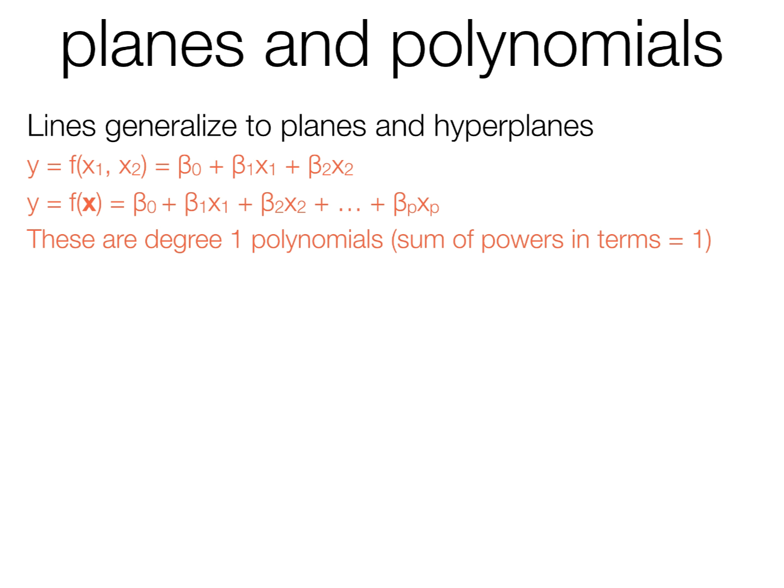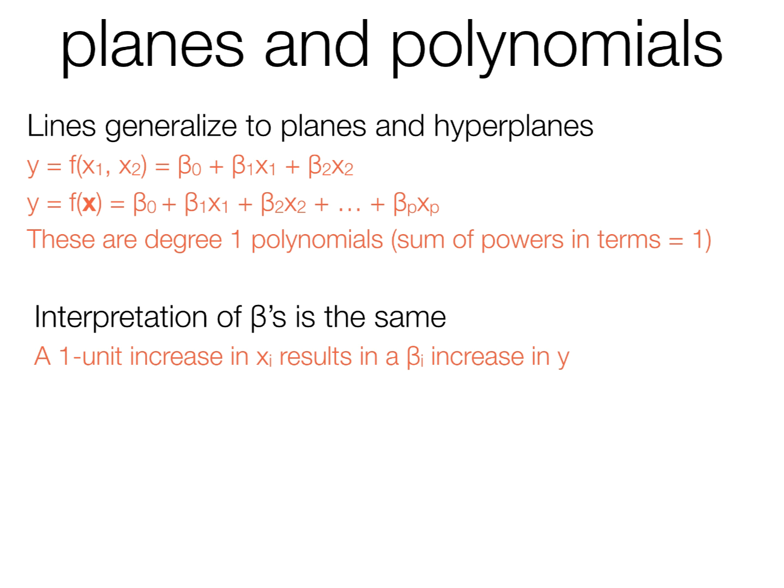In all of these cases, the interpretation of the betas is the same. A 1-unit increase in xi, that's the ith variable that we're looking at, results in a beta i increase in y. And that's pretty easy to see using the same math that we used before to see that result. Moreover, if we set all of the x's to 0, beta naught is interpreted as the intercept, just like it was in the previous scenarios.